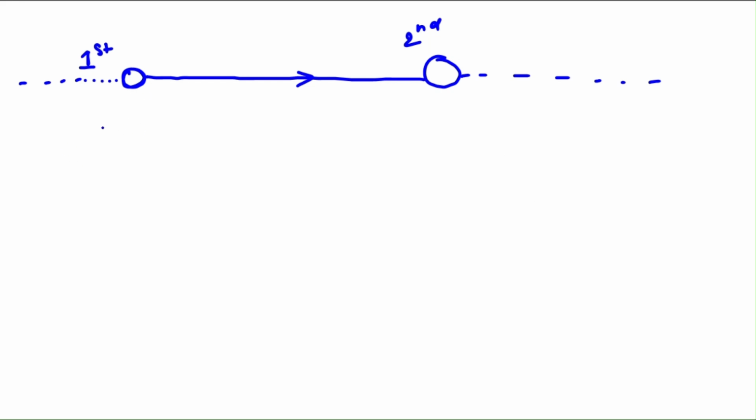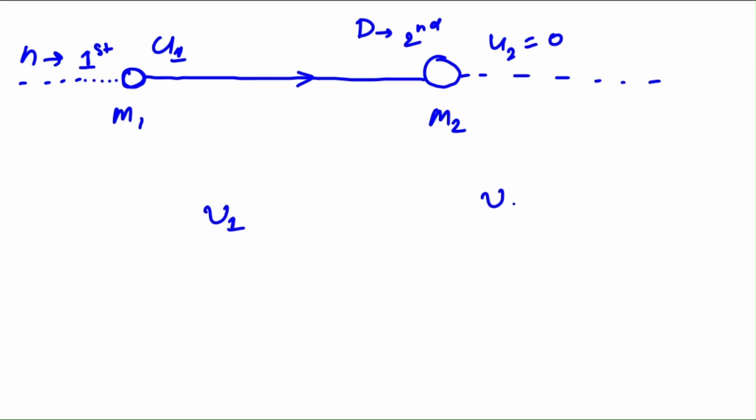In the case of elastic collision, let me write their masses. Let's say this is m1, this is m2. The initial velocity, let's say u1, and for the deuterium it is 0, and let's say this is the neutron. After the collision, the final velocity of the neutron is v1 and the final velocity of the deuterium nucleus is v2.